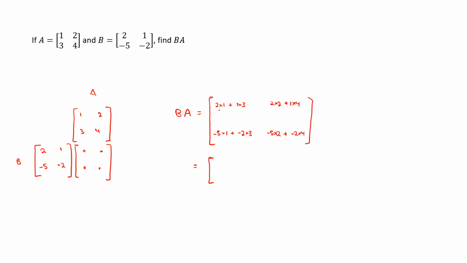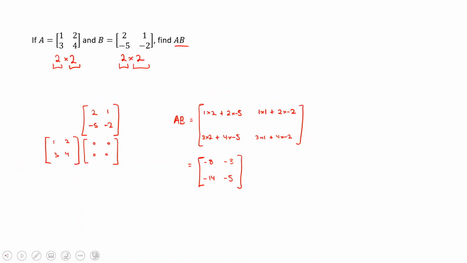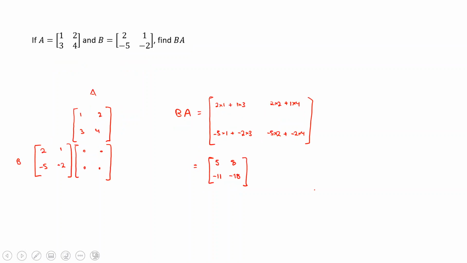So here we're going to have 2 plus 3, which is 5. Here we're going to have 4 plus 4, which is 8. Here we're going to have negative 5 minus 6, which is negative 11. And here we've got negative 10 minus 8, which is negative 18. There we go, okay? And you can see, comparing that to our previous slide, A times B is completely different to B times A, okay? So even if you can work them both out, most of the time they're not going to be equal to each other. They'll be completely different.